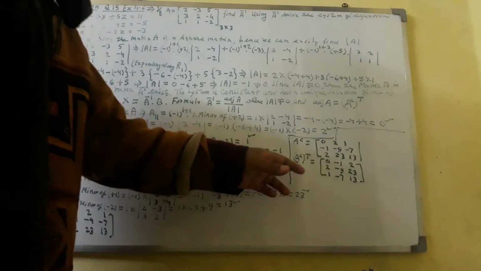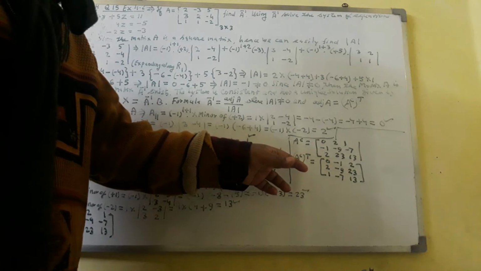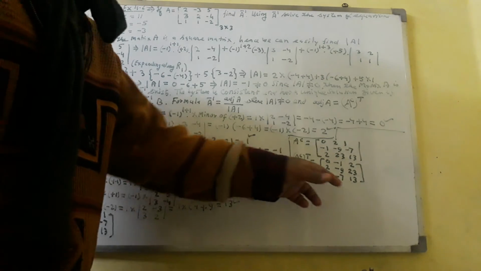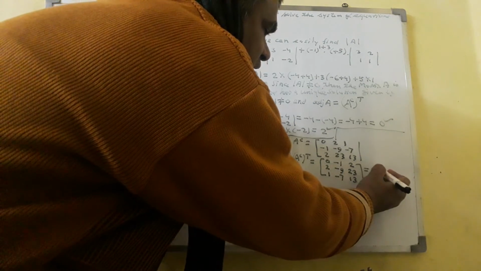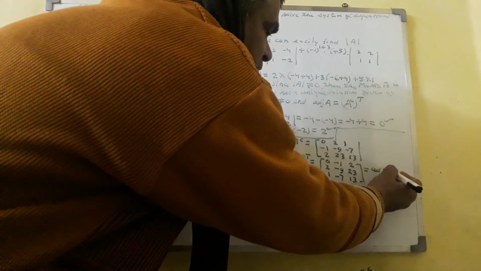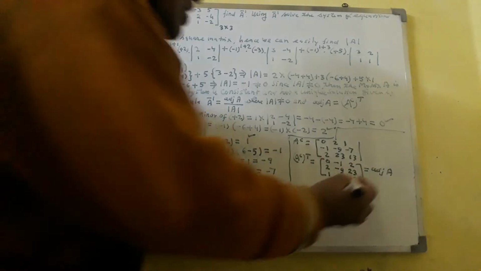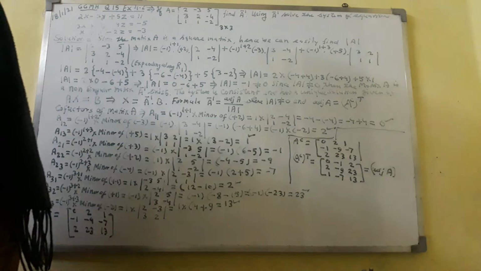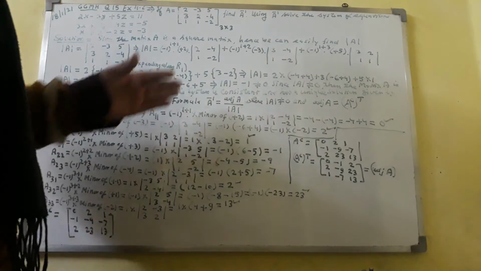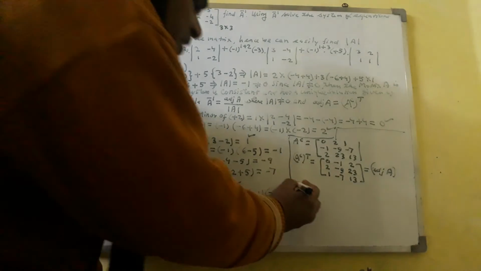So here you have got the transpose of the cofactor matrix. You have got this one, and this one will be equal to the adjoint of matrix A. Adjoint of matrix A you have got. So now find A inverse. Use the formula here.